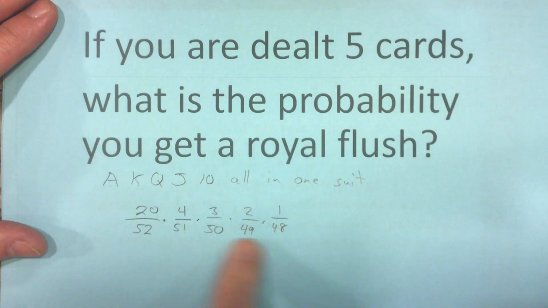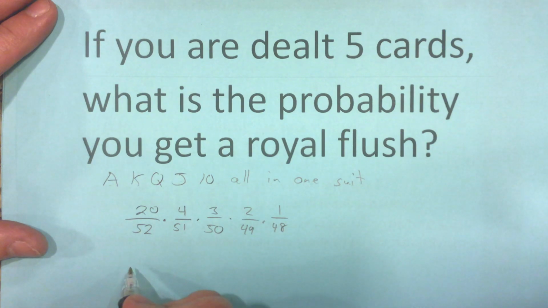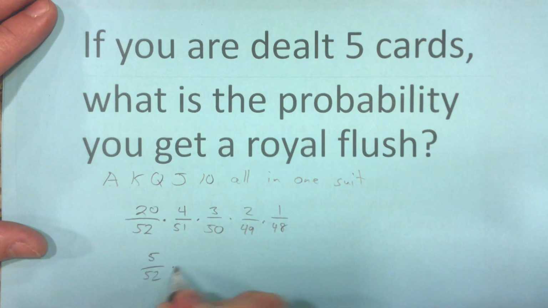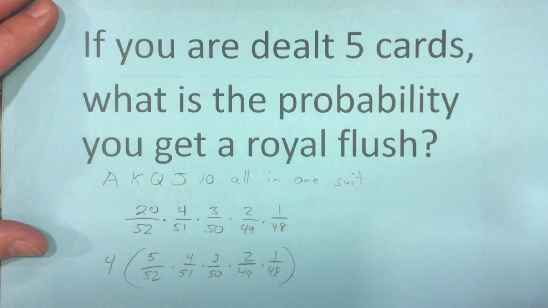By the way, some people will do this problem this way. They'll say, okay, let's say I want to get a royal flush in hearts. And they'd go, okay, so any of those 5 out of 52, and then they would get this, and then they'd go, okay, now there are 4 acceptable suits, so multiply that by 4. You'll notice it's the same thing, same answer.